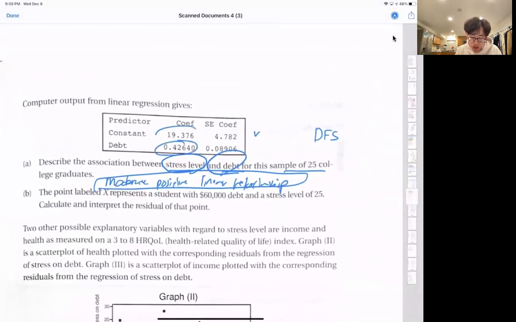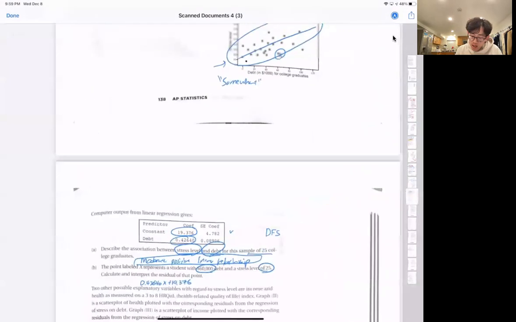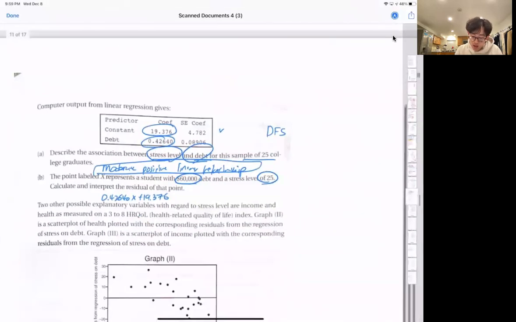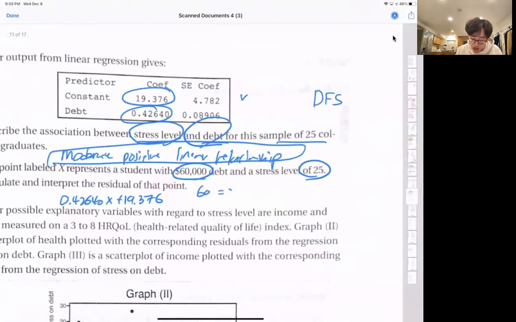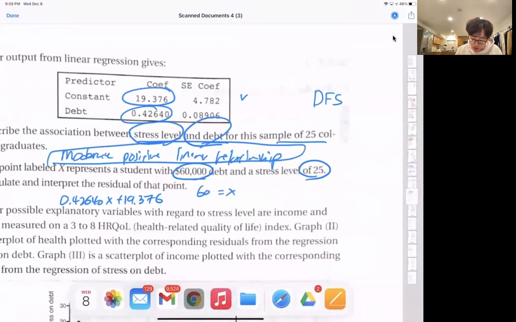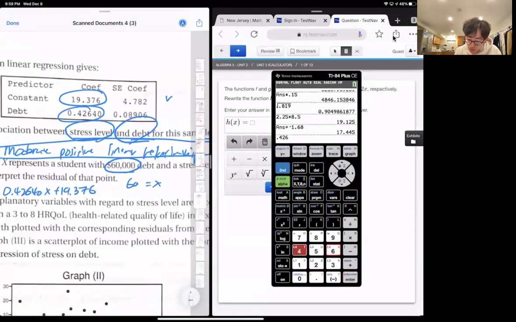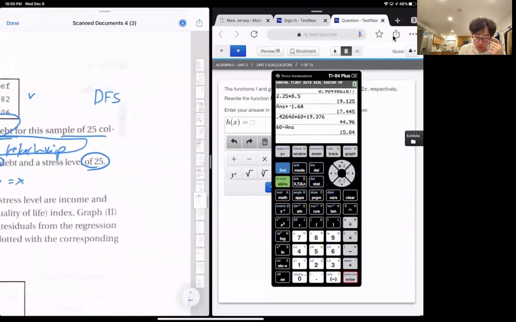Okay, so here we have the equation 0.42640x plus 19.376. All I'm going to do is plug in our debt, which is 60,000, but it's in thousands of dollars. So I'm going to plug in 60 for X here. So I'm going to go to my calculator. Let me zoom into this. 0.42640 times 60 plus 19.376. So that's 44.96. 60 minus that, actual minus predicted.